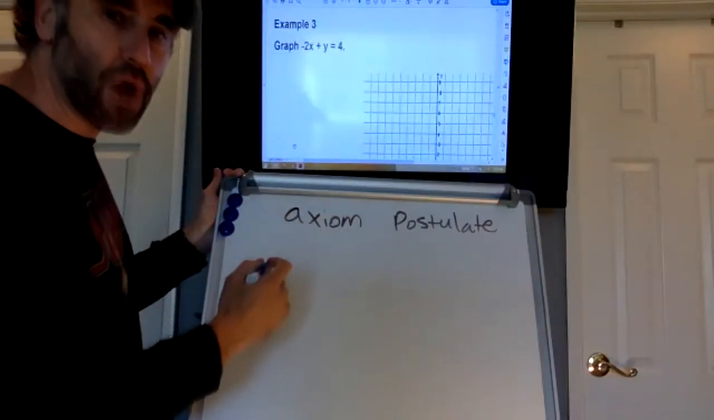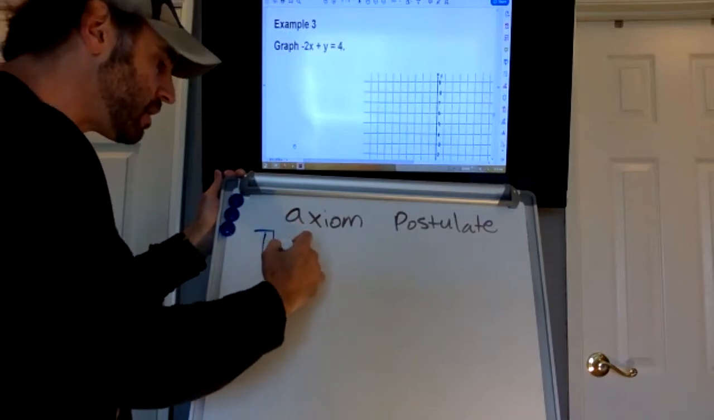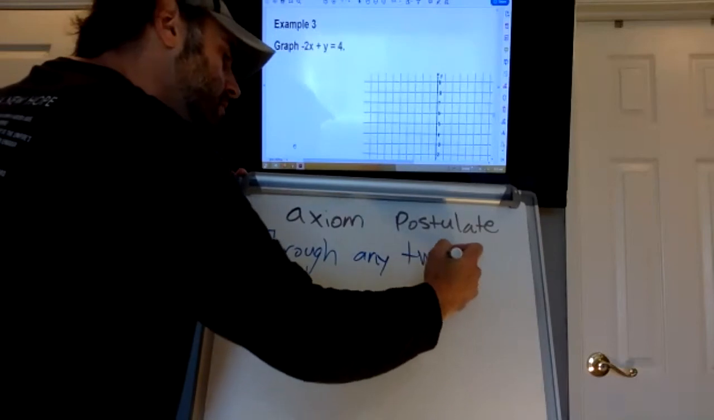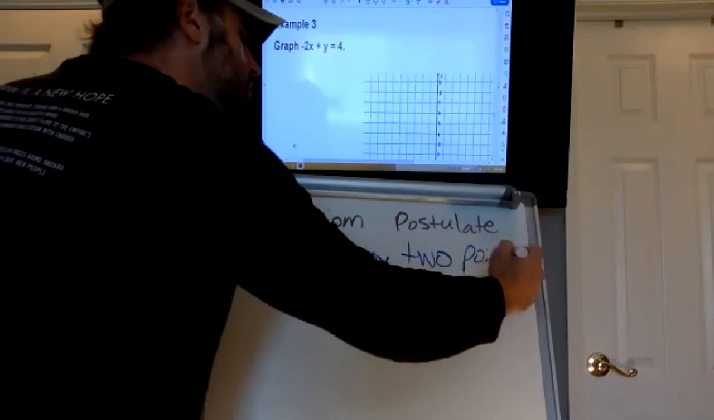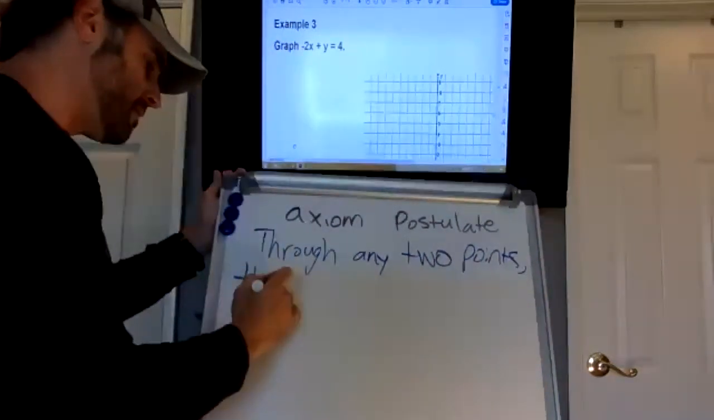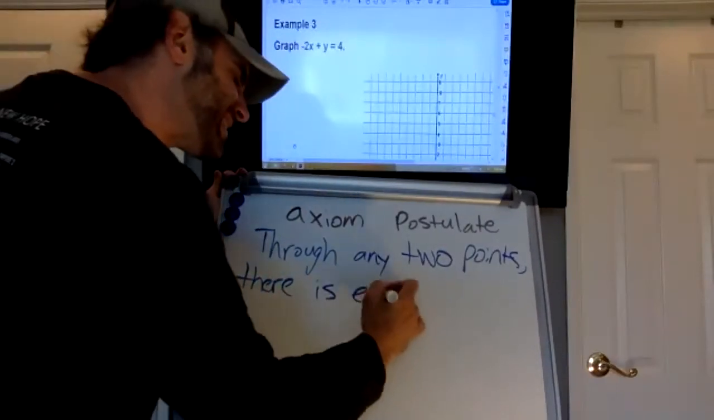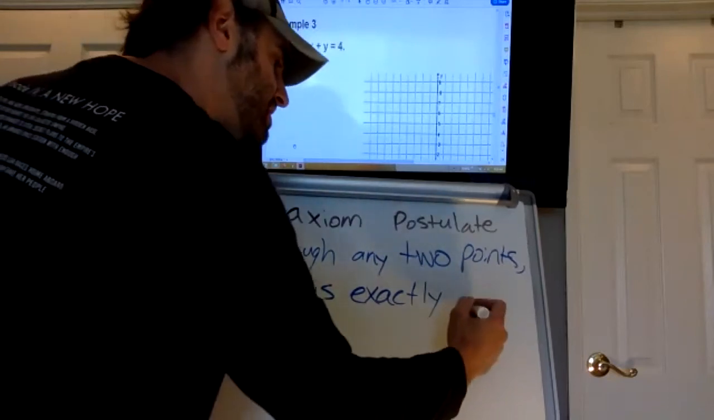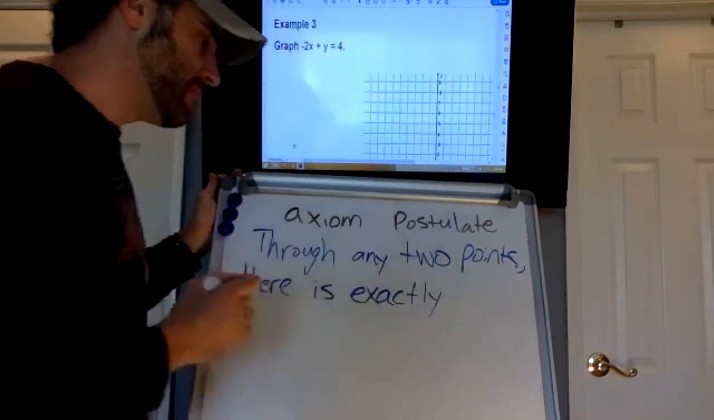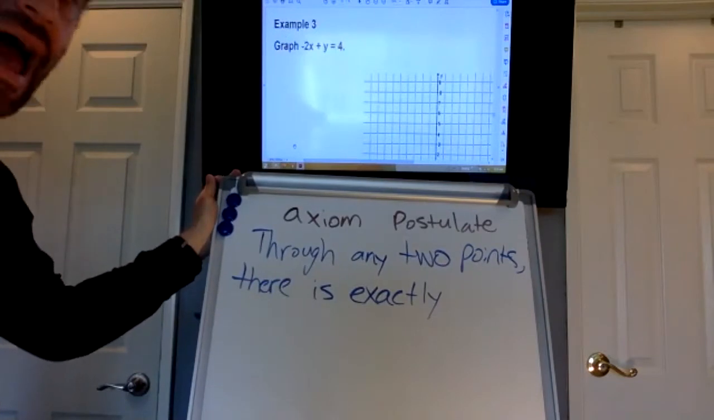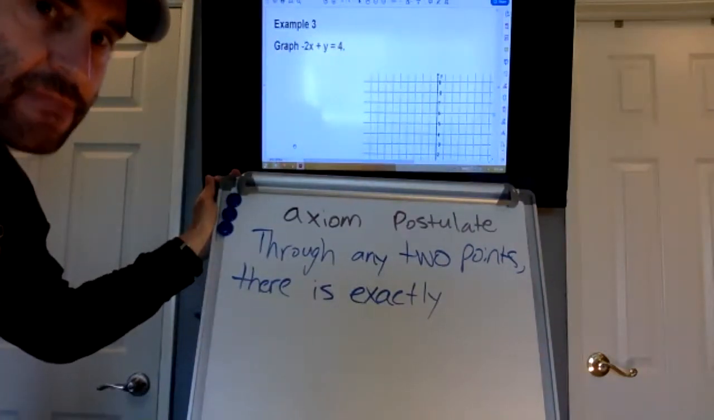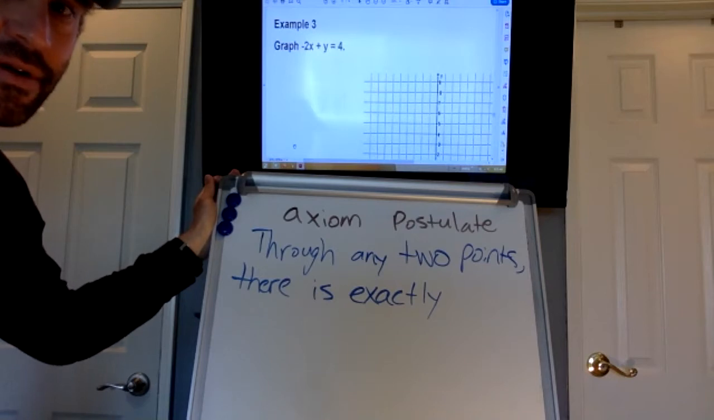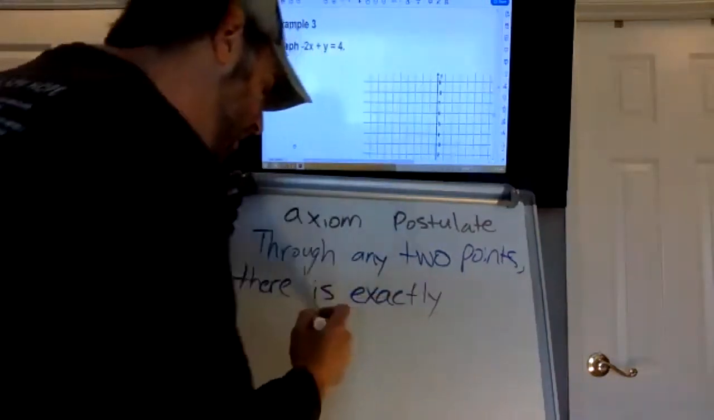You're already going to know this when I say it. Through any 2 points, there is exactly, no less and no more, there is exactly what? Through any 2 points, there is exactly what? Can anybody think of what that would be? One line. Yes, one line, exactly.